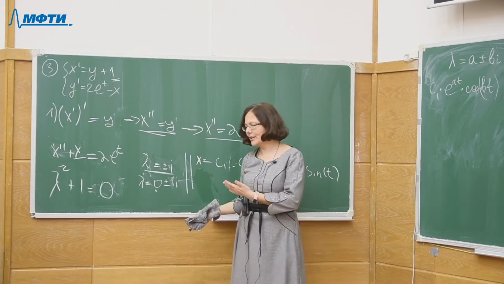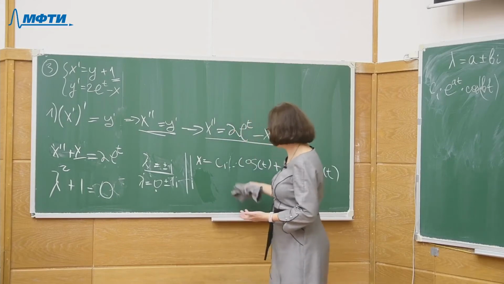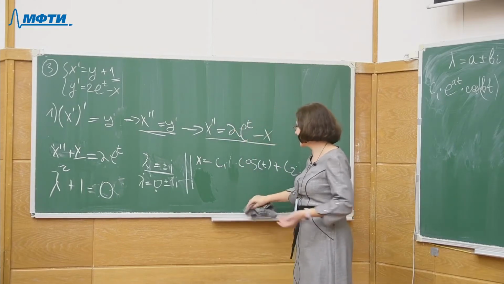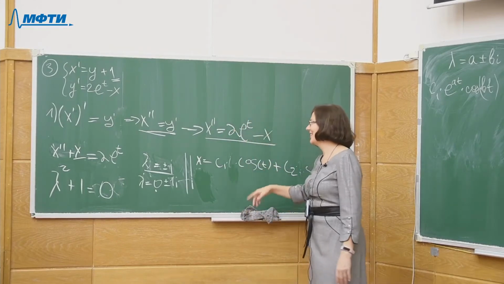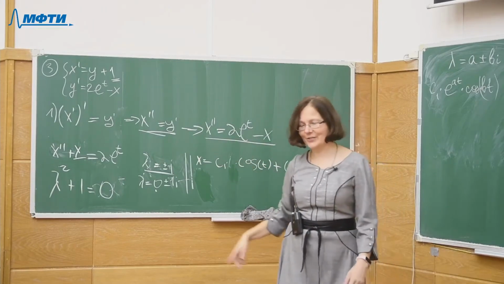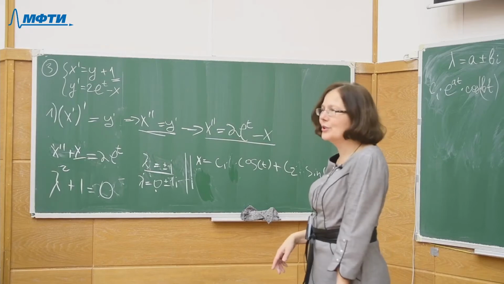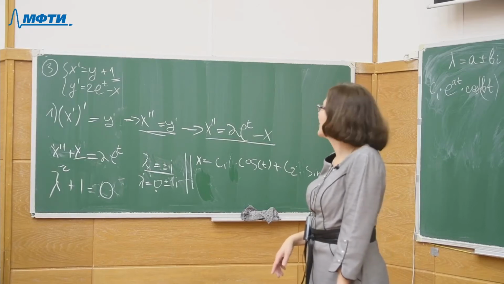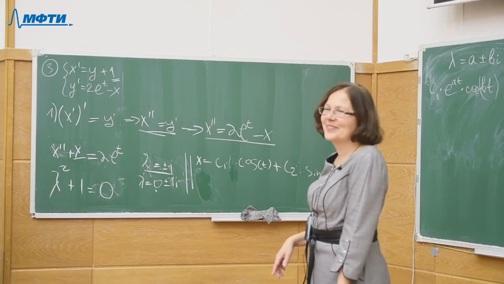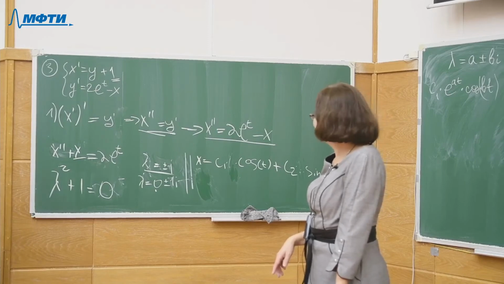But we have a non-homogeneous right-hand side. How can we improve this solution to fit the original equation, which equals 2 e to t? Who knows what we shall do? Five points for the final exam.